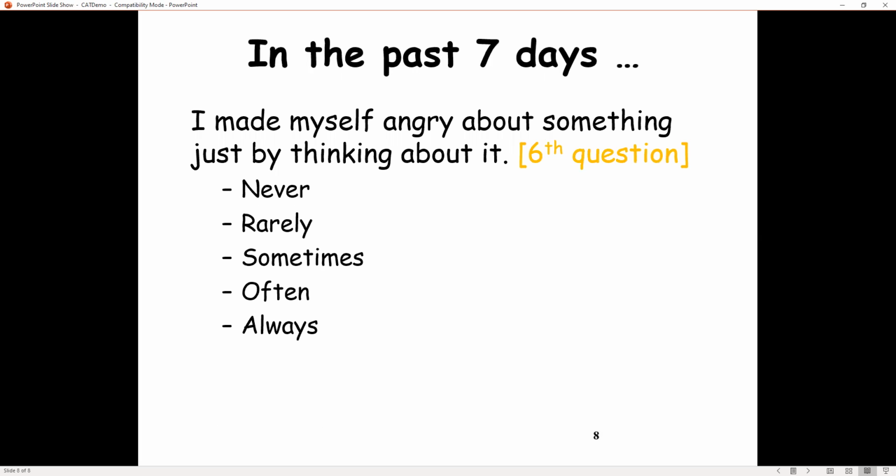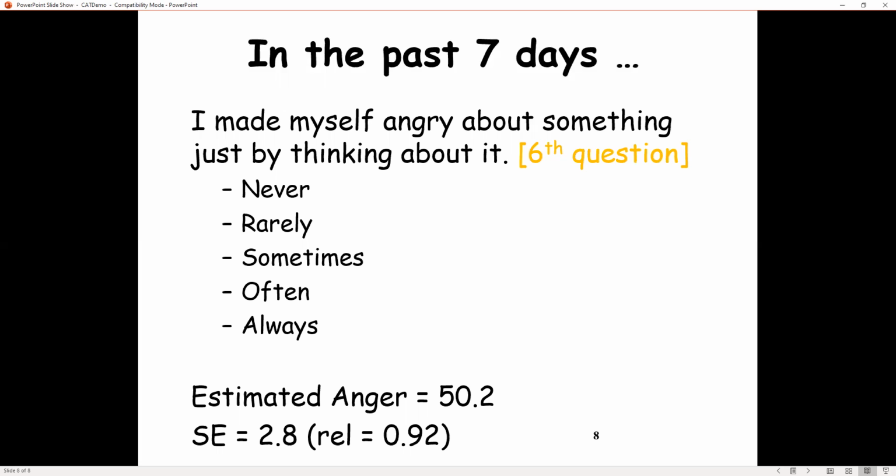The sixth question, "I made myself angry about something just by thinking about it." And my answer is rarely. So again, I admitted a little bit of anger on this question, but not very much. So what happens? Now my estimated anger is right at the US general population average. My standard error is below 3.2 and my reliability is above 0.90. So after 6 questions, it's done. It will give me an anger score of 50.2, standard error of 2.8, and the reliability of 0.92, and that will be what I have based on a computer adaptive test.